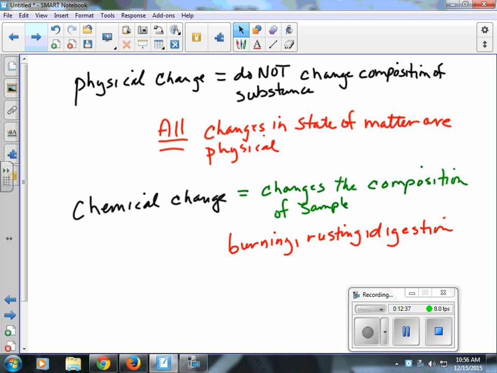You bleach your hair. What would that be? Is that physical? It's chemical. Yeah, it's chemical because the peroxide goes through a chemical reaction with the pigments in your hair, whatever molecules those are. So yeah, bleaching, dyeing, those are chemical. Okay, any other questions about that?